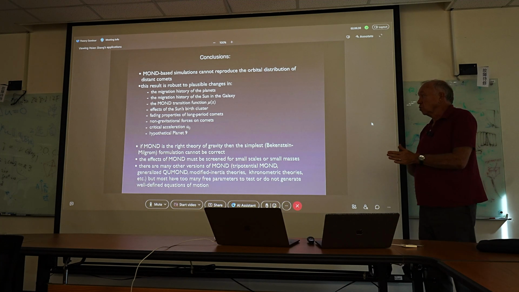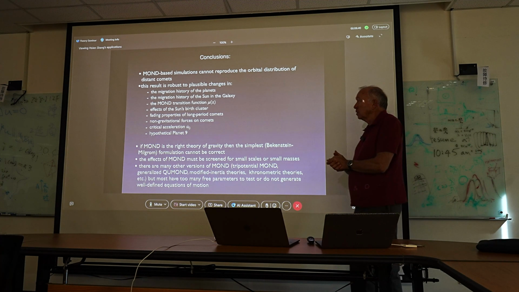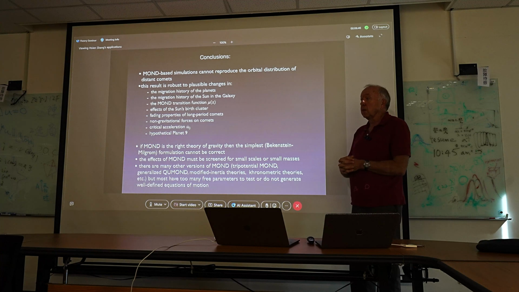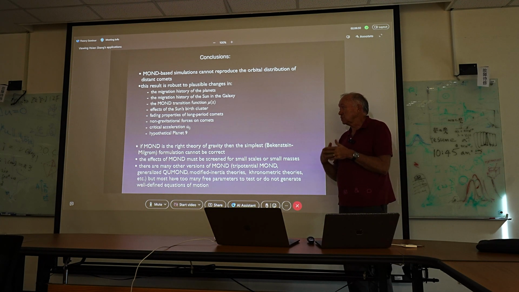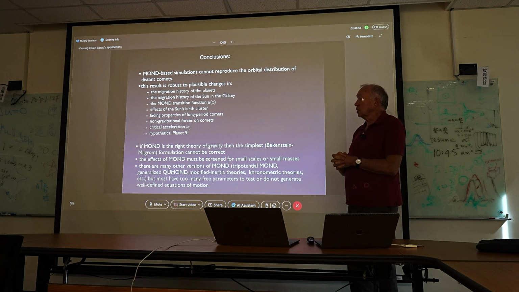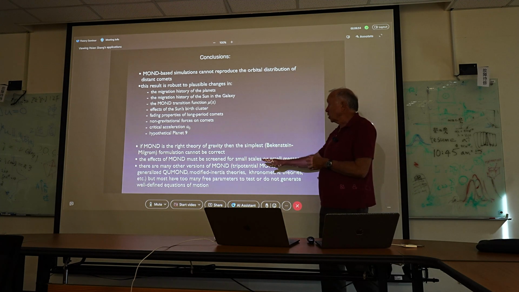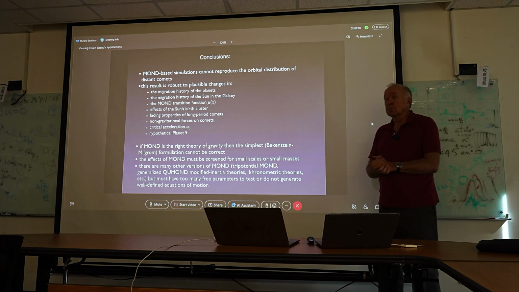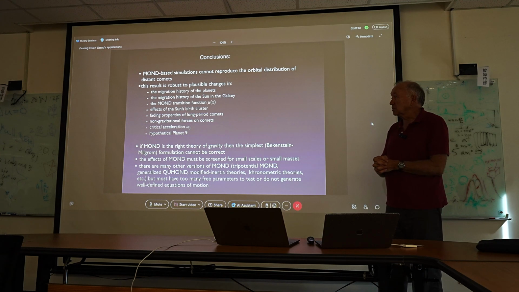data. So we conclude that if MOND is the right theory of gravity, then this simple Lagrangian formulation can't be correct. There must be some change that is screening the effects of MOND either at small scales or small masses, that are masses and scales much less than the size and mass of galaxies.